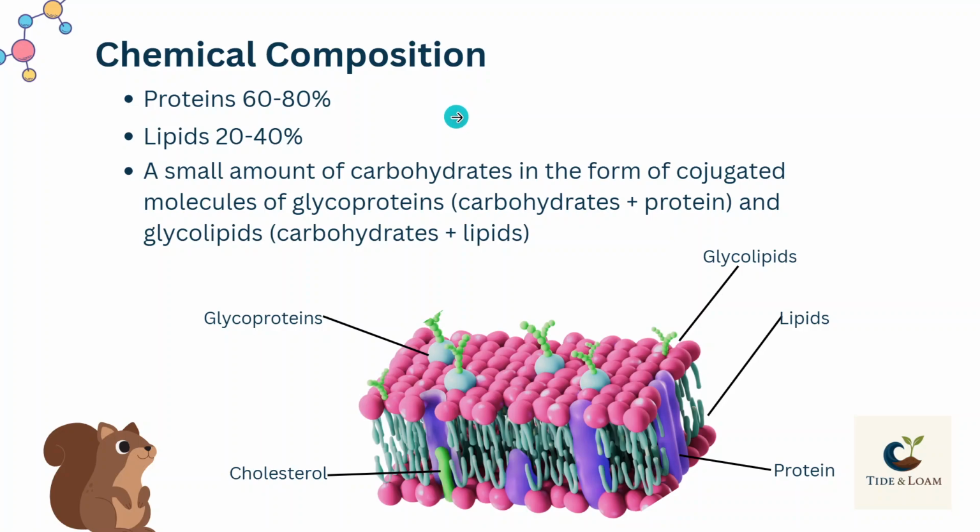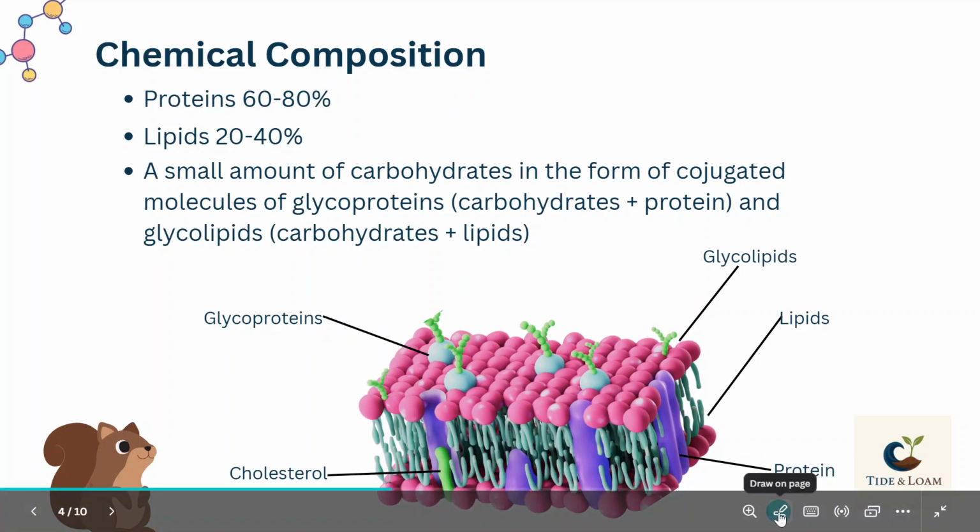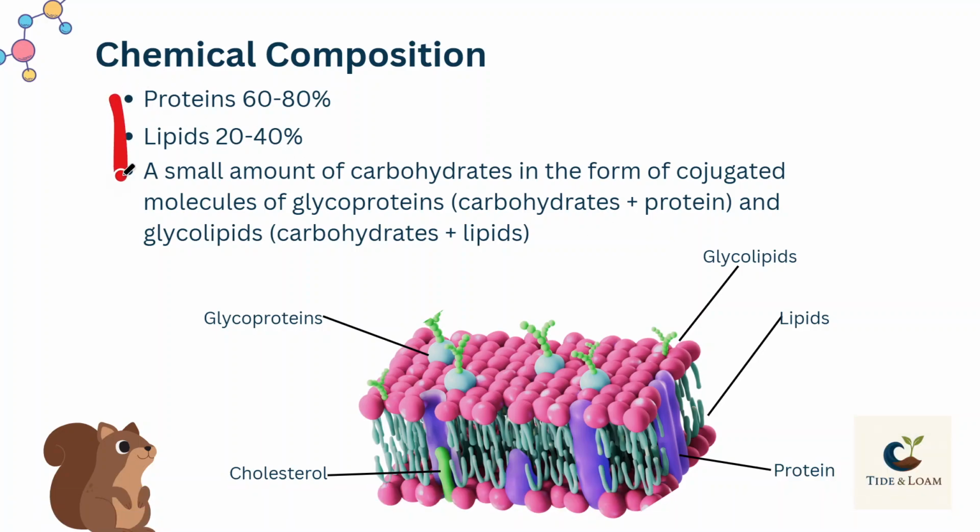Now, what is the chemical composition of the cell membrane? Basically, the cell membrane is made up of three things. The first thing is protein, which is 60 to 80%. So, cell membrane की composition में 60 to 80% proteins हैं. 20 to 40% cell membrane की composition में lipids हैं, and a small amount of carbohydrates is also present.